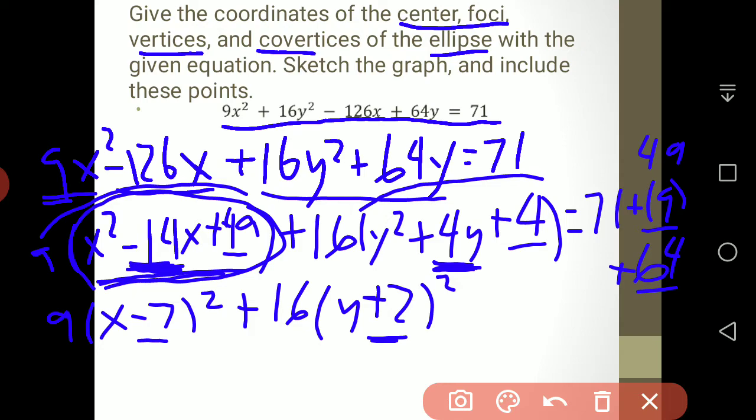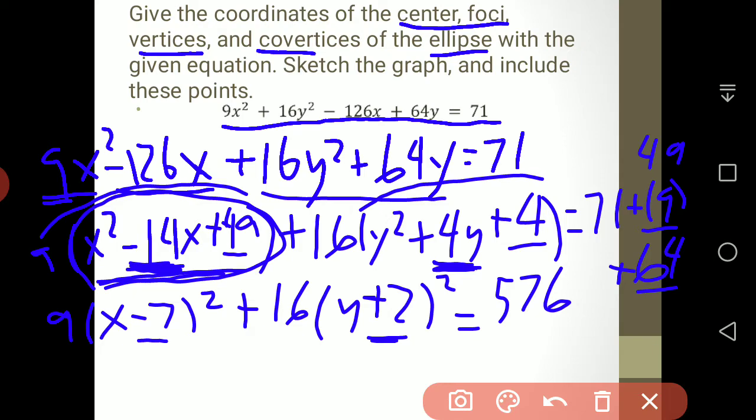Okay, so 2 is the half of our middle term. Then we are going to add this: 71 plus 49 times 9 plus 64. Fortunately, I know the answer to that. That's 576. We're almost done. We can actually get the center here. The center is 7, negative 2.